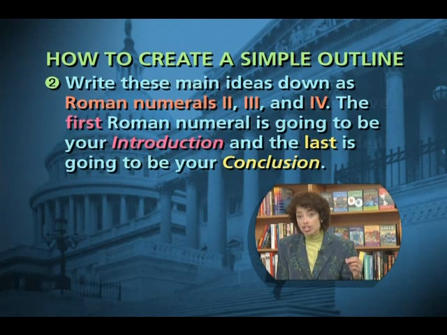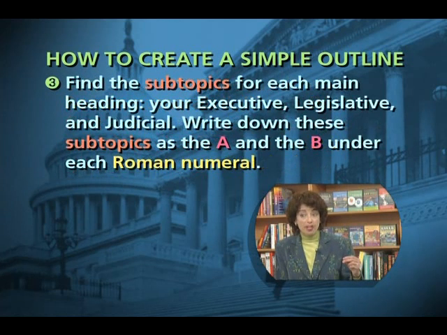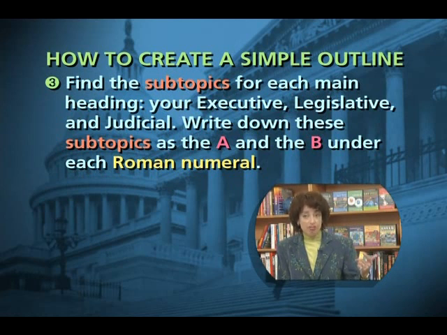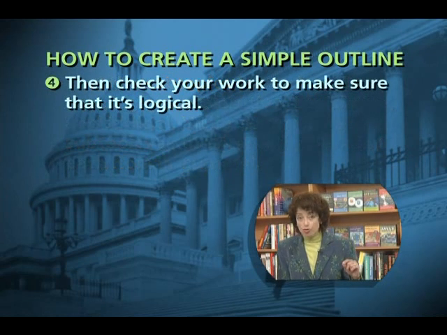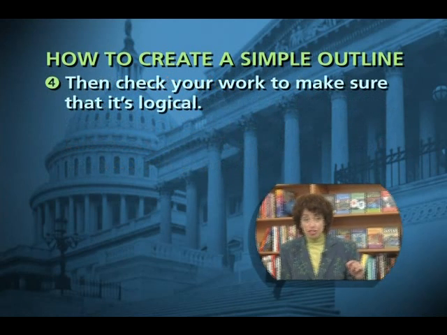After that, find the subtopics for each main heading, your executive, legislative, and judicial. Write down these subtopics as the A and the B under each Roman numeral. Then check your work to make sure that it's logical.